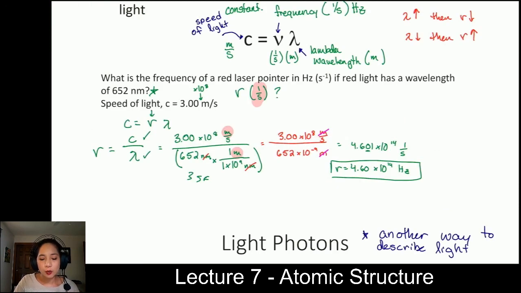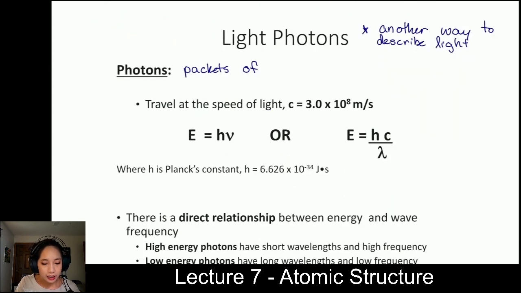So up until this point, we've talked about light as a form of a wave, that we can describe light like a wave by its wavelength and frequency, where wavelength and frequency are inversely related to one another. But I also said that light is a form of energy. So how else can we describe light to mean that it is energy?